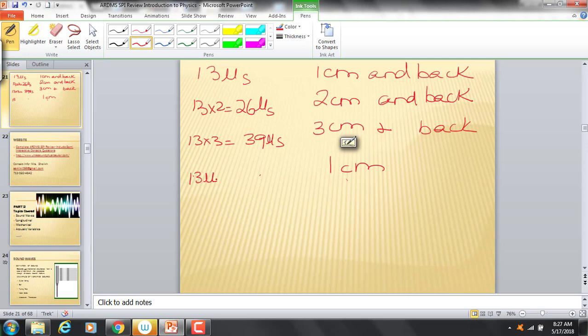Now, how long will it take to travel 1 centimeter? Sometimes you hurriedly just say 13 microseconds, which is incorrect. Why? Because I did not say back. I was just talking about a one-way trip. So for one way, it's going to be 13 microseconds divided by 2, which is equal to 6.5 microseconds.